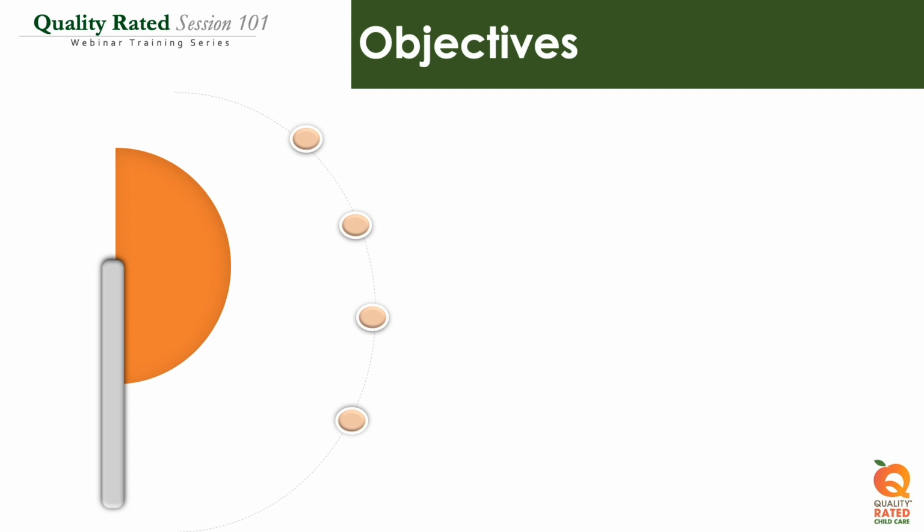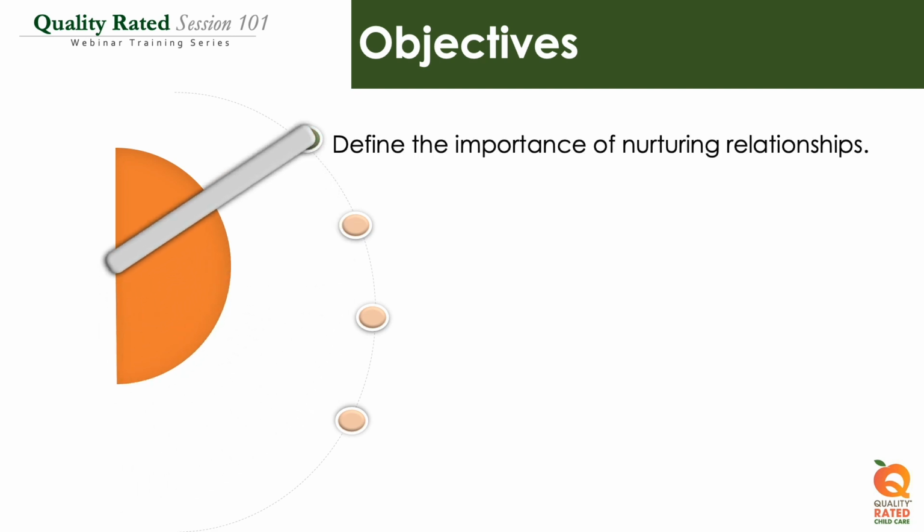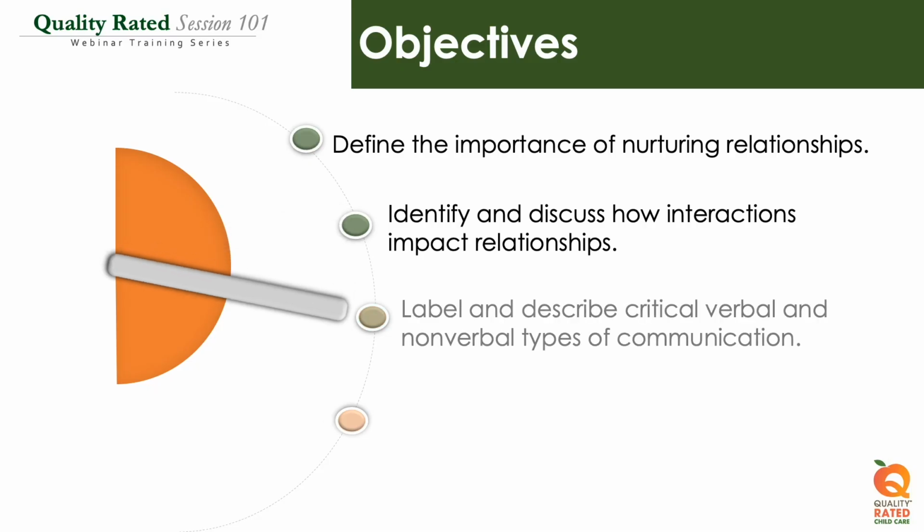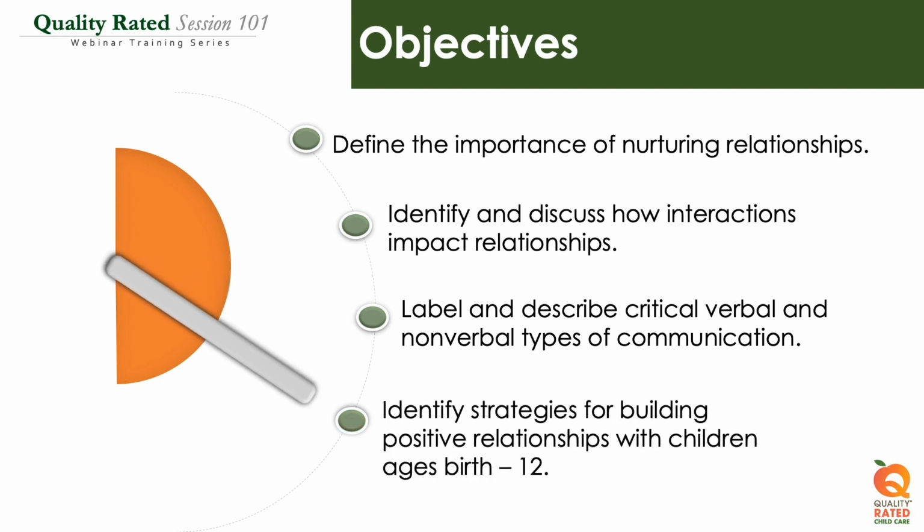In this episode, we will share how adult relationships with children impact children's development, behavior, and readiness to learn. We will define the importance of nurturing relationships, identify and discuss how interactions impact relationships, label and describe critical verbal and nonverbal types of communication, and identify strategies for building positive relationships with children ages birth through 12.